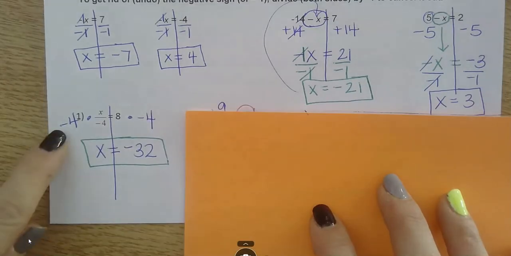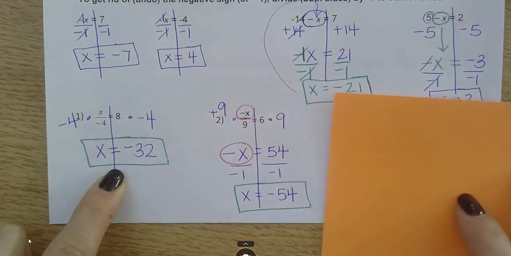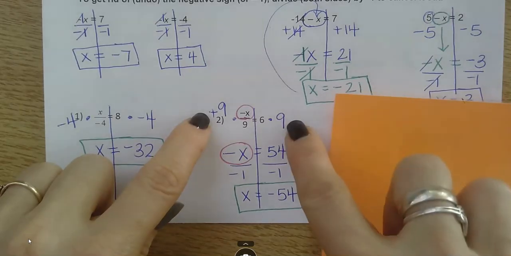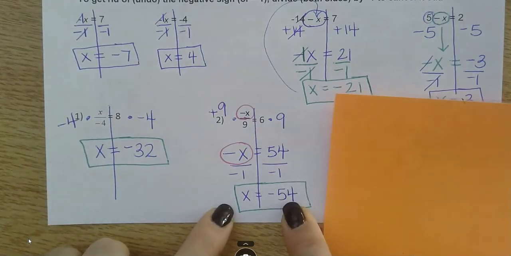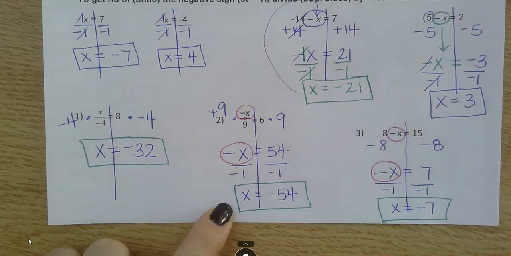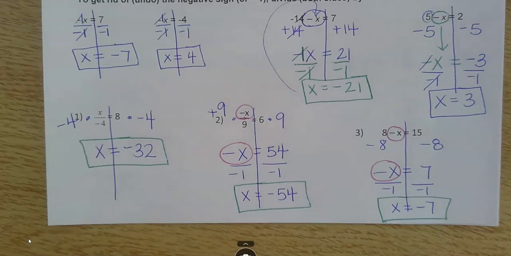Okay, here I did times negative 4 on both sides. Here I did times 9 to cancel out the 9, but then I still had to divide by negative 1 on both sides. Here I did minus 8, and then also divide by negative 1 on both sides.